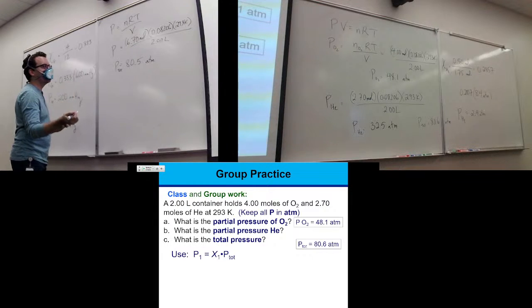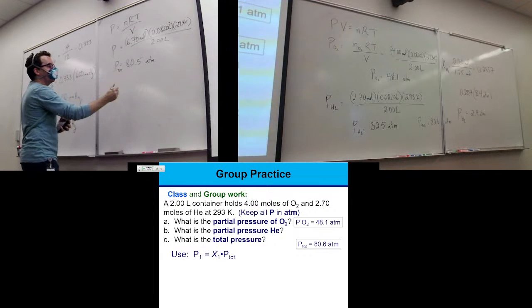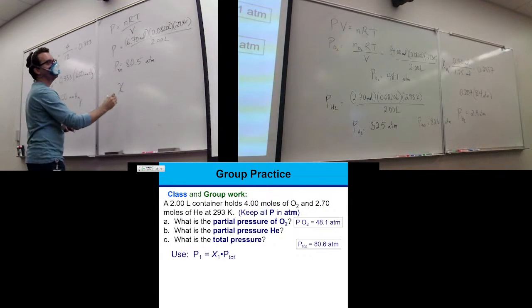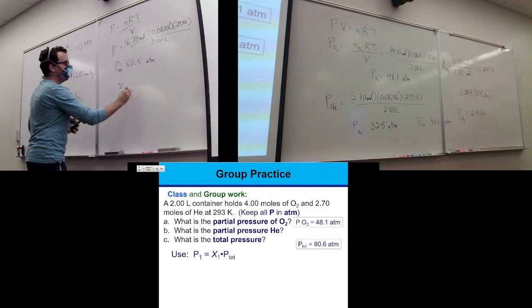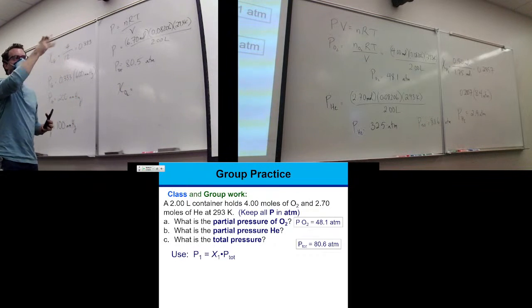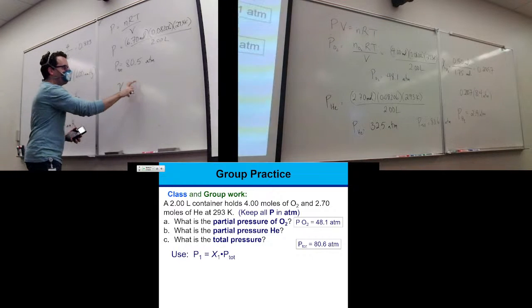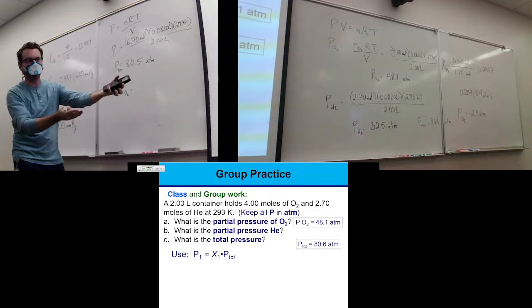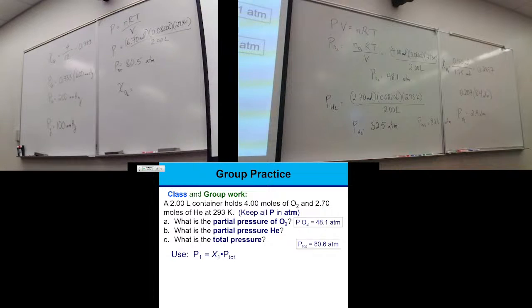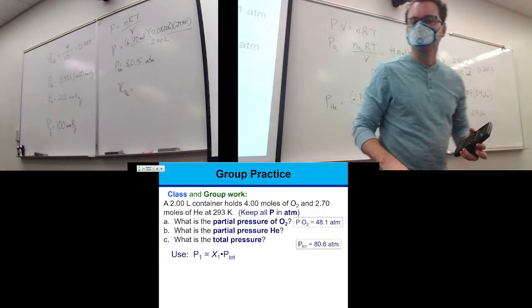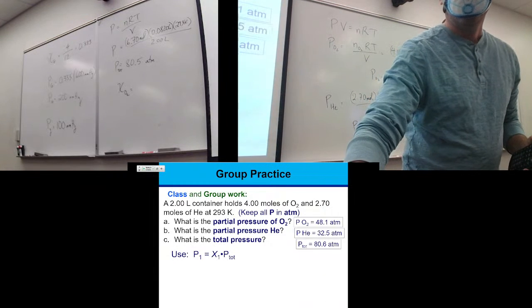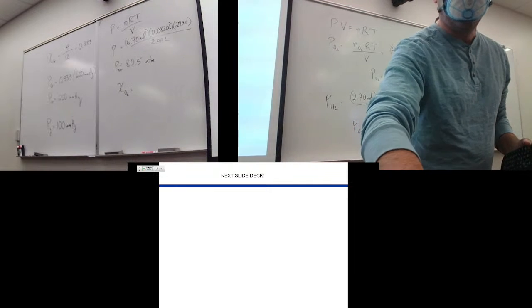I'm not going to go through all the partial pressure stuff, but again, you can calculate now the partial pressure of O2, and it's going to be the moles of O2 divided by the total moles, and then we can multiply this by the total pressure, and you get the partial pressure of O2. So, like I said, there's multiple ways to approach these problems now. Okay. All right, so next slide deck.